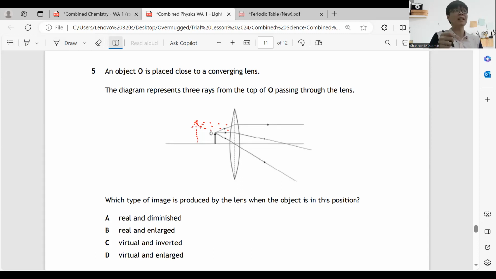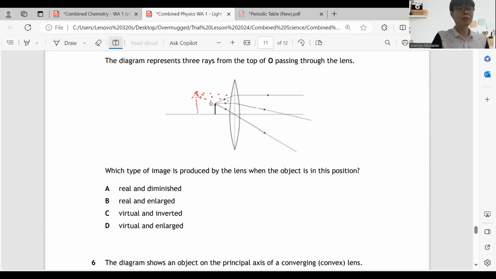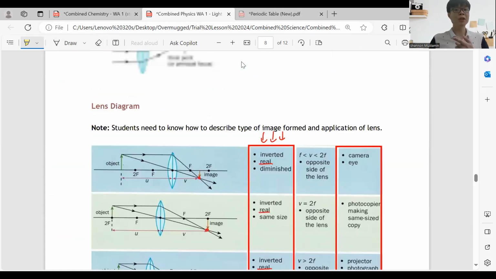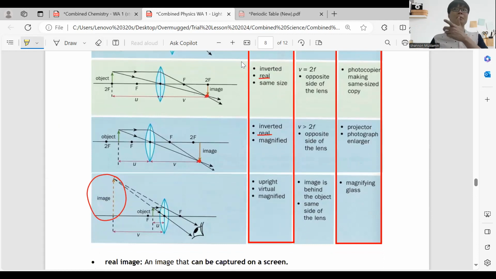When you look through the magnifying glass, same thing, what you see cannot be captured on a screen. Only when you look through the magnifying glass can you see it. You cannot project it elsewhere. This is a virtual and enlarged image compared to your original. For virtual, there's usually only one being tested. So these 4 are the most commonly tested. Your school may give you 6, but usually it's 4.